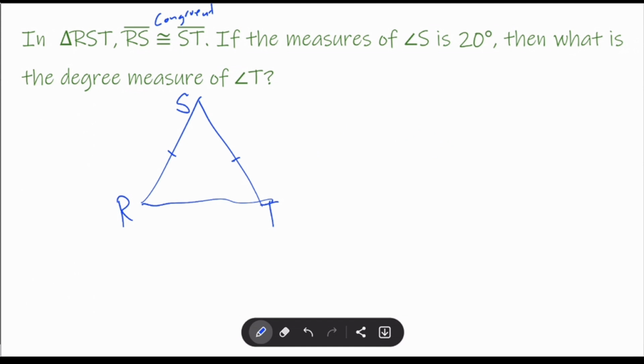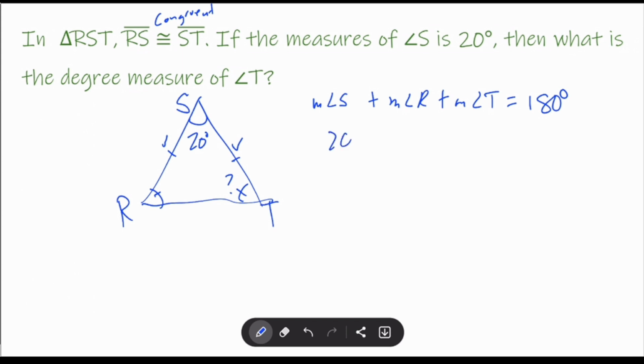So if the measure of angle S is 20 degrees, so this is 20 degrees, then what is the degree measure of angle T? So since these two sides are equal, the opposite angles should also be equal. We know that the entire triangle sum is 180, so the measure of angle S, angle R, and angle T is 180 degrees. So replacing the given, it's 20 degrees here. Then measures of angle R and T we'll name X, since they both have the same measure.